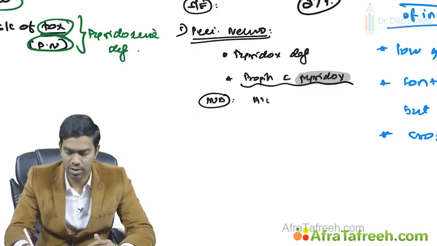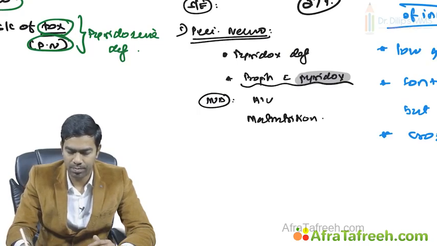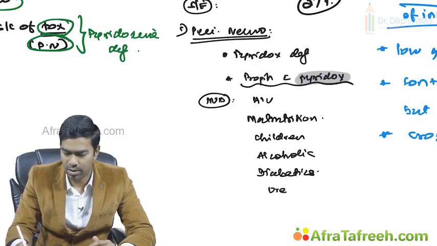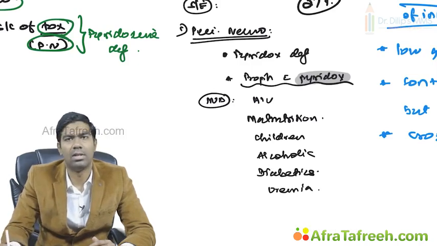First one, HIV. Second one, malnutrition. Third one, children. And fourth one, alcoholic patients. Fifth one, diabetes. And last, uremia. Because uremia itself is an agent that causes significant peripheral neuropathy. If they ask you the most common neurological complication in a CKD patient, it's peripheral neuropathy only. That is because of the uremia. Uremia is one of the very important toxins that causes peripheral neuropathy. You have to know about this.